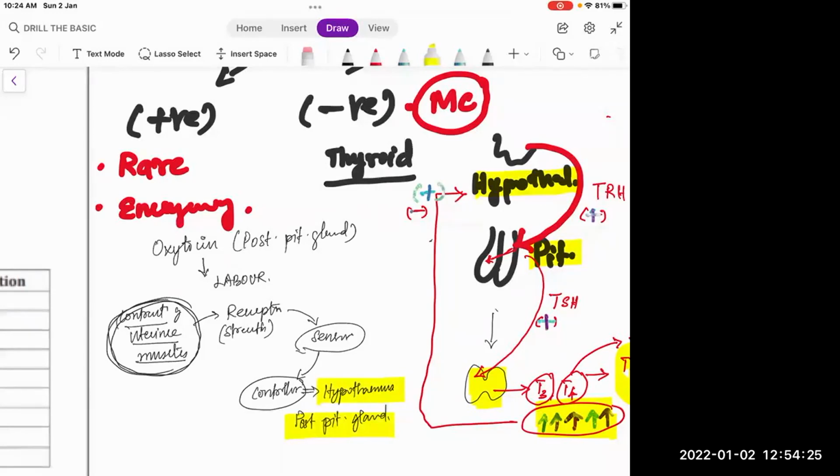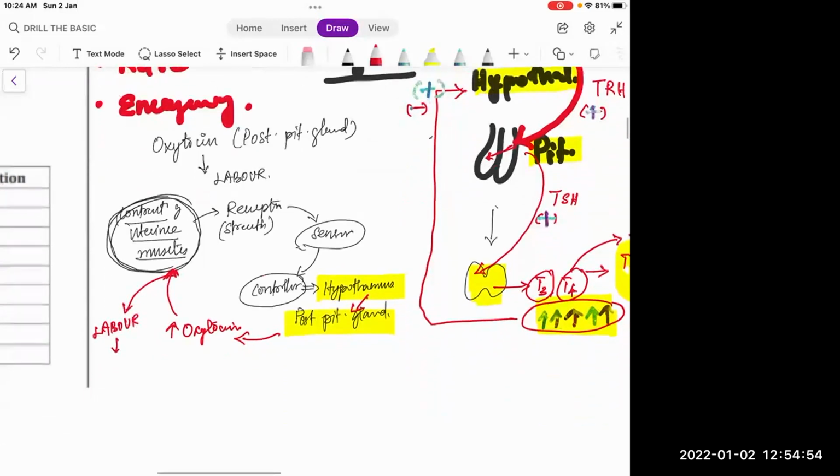Hypothalamus is the region where there is synthesis of oxytocin, and it is stored in the posterior pituitary gland. The hypothalamus will give the signal to the posterior pituitary gland to release more and more oxytocin. This oxytocin will go and reach the uterine muscles and favor the process of labor. And once the baby is delivered, all over here you are getting the positive signal, so that is helping in the labor.